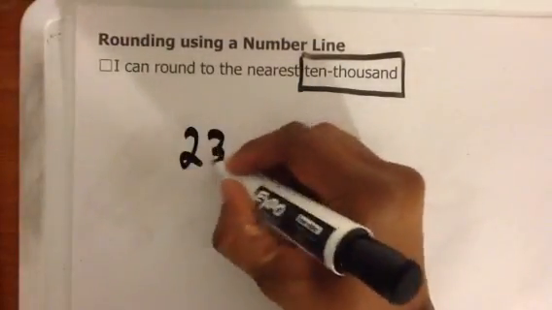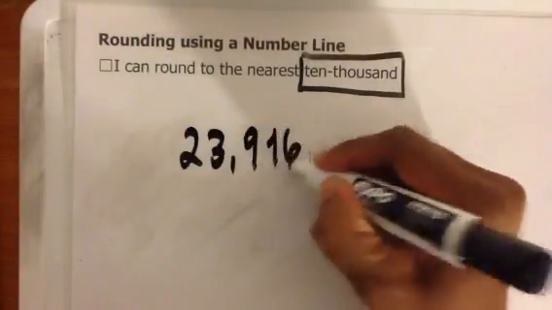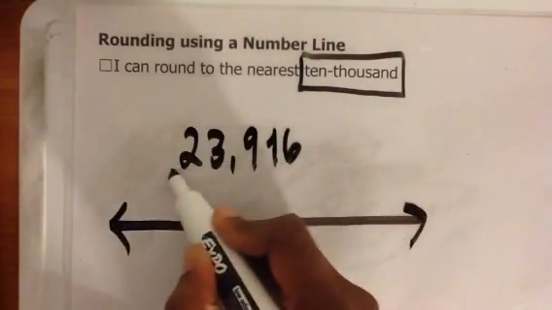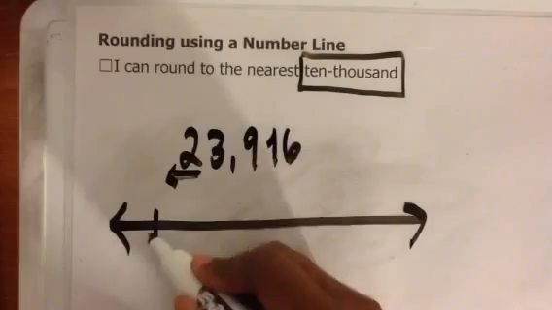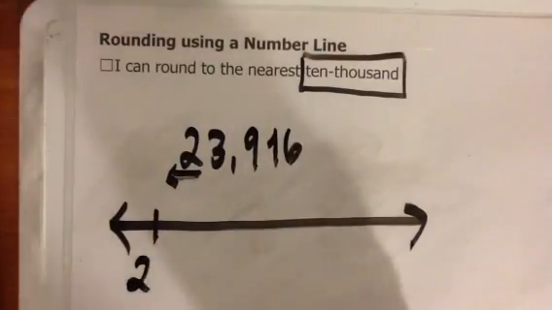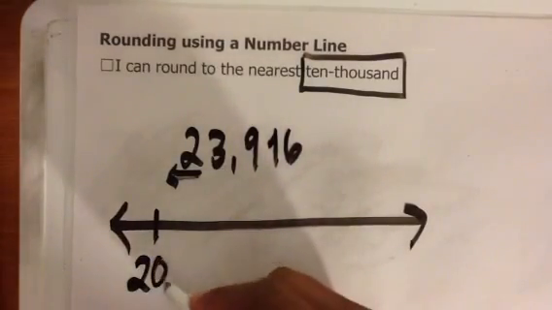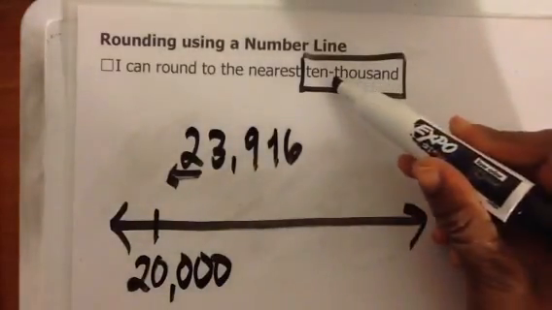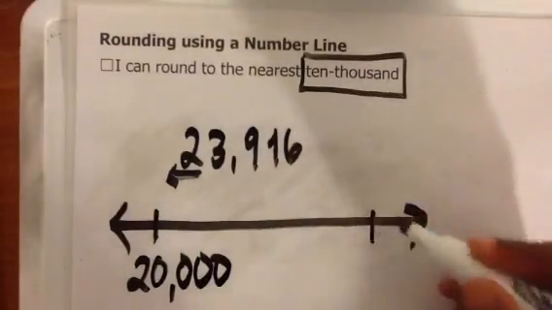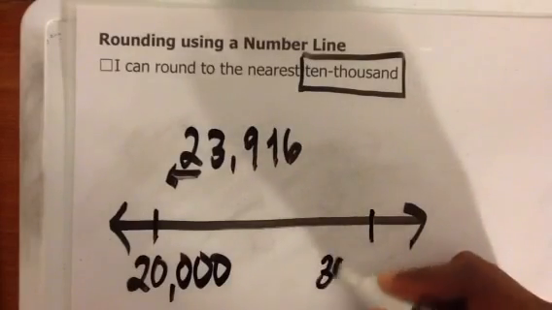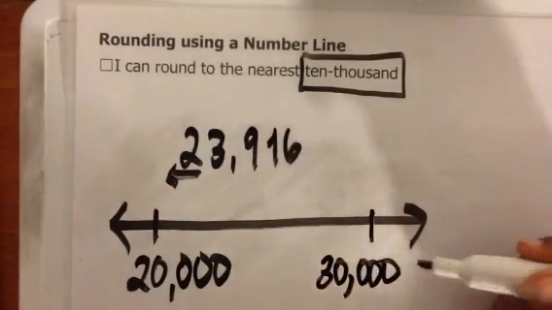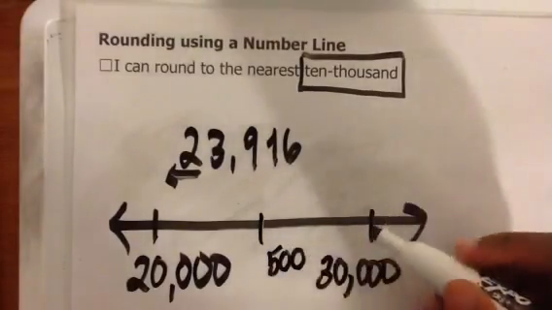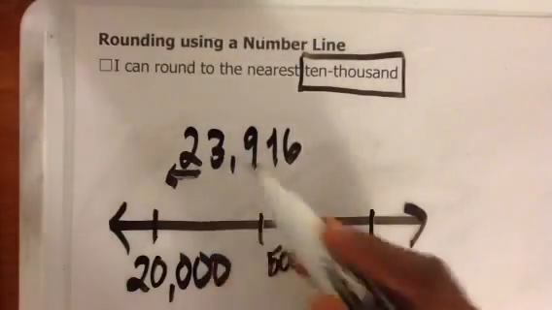Let's do 23,916. Ones, tens, hundreds, thousands, 10,000. There's a 2 in the 10,000s place. Everything to the right becomes a 0. I'm rounding to the nearest 10,000, so I need to add a 10,000. 20,000 plus 10,000 is 30,000. Halfway between 0 and 10,000 is 5,000. Everything to the left gets left.